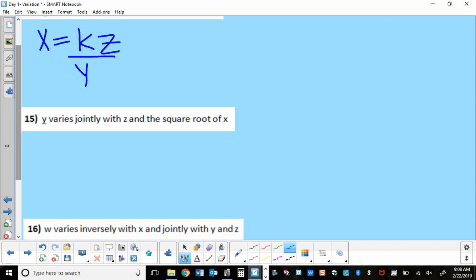On 15, we have y varies jointly with z and the square root of x, okay? So that y equals k. Jointly tells me I'm going to multiply everything together. So jointly with z and the square root of x. Make sure you don't do x squared. That's a very, very common mistake. It says the square root, so you have to draw your radical. So that's y equals k times z times root x.